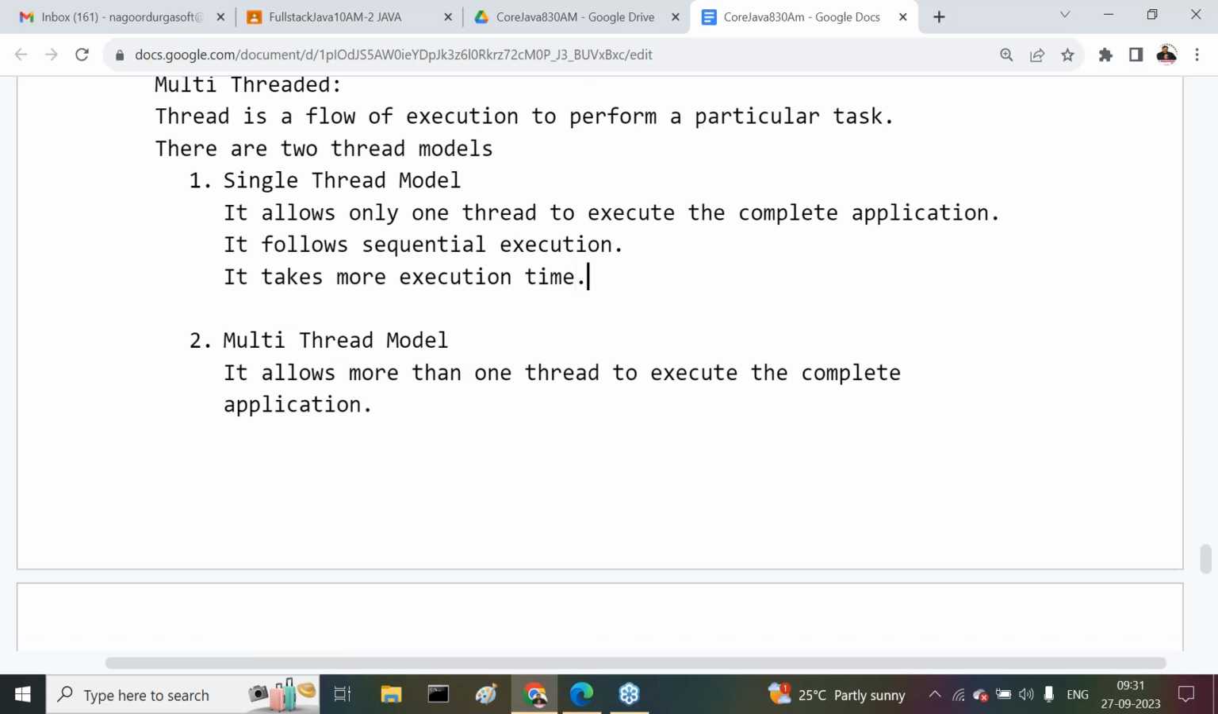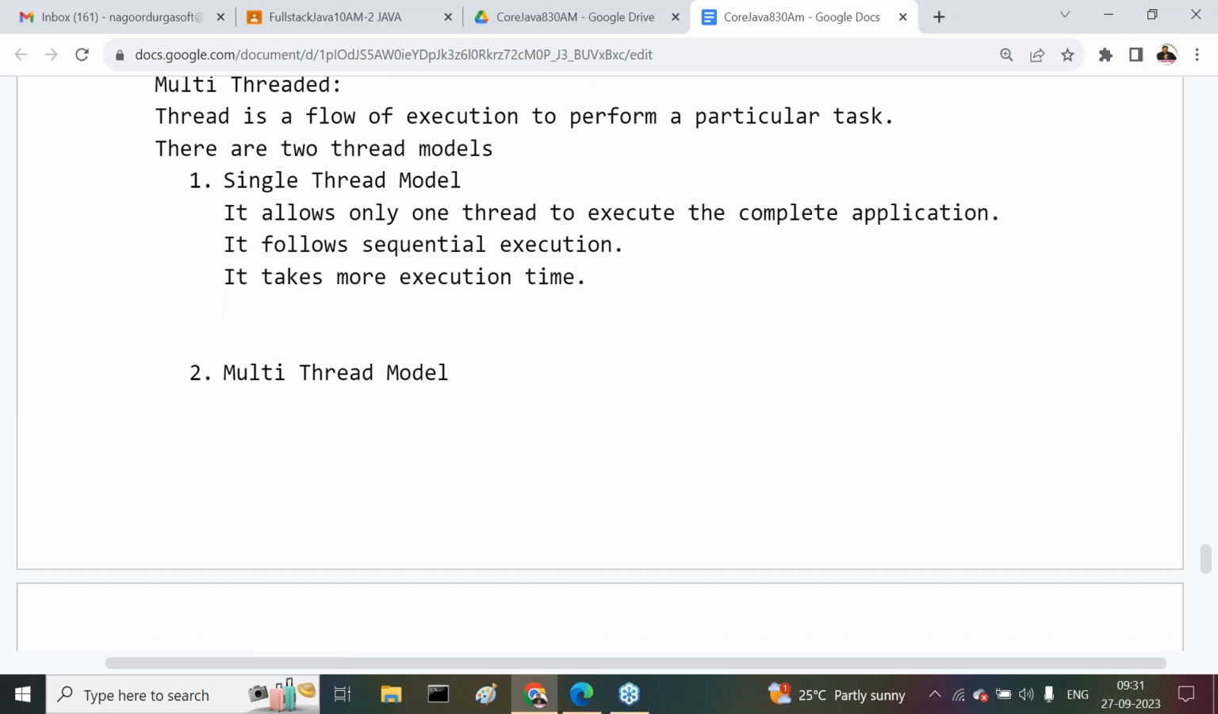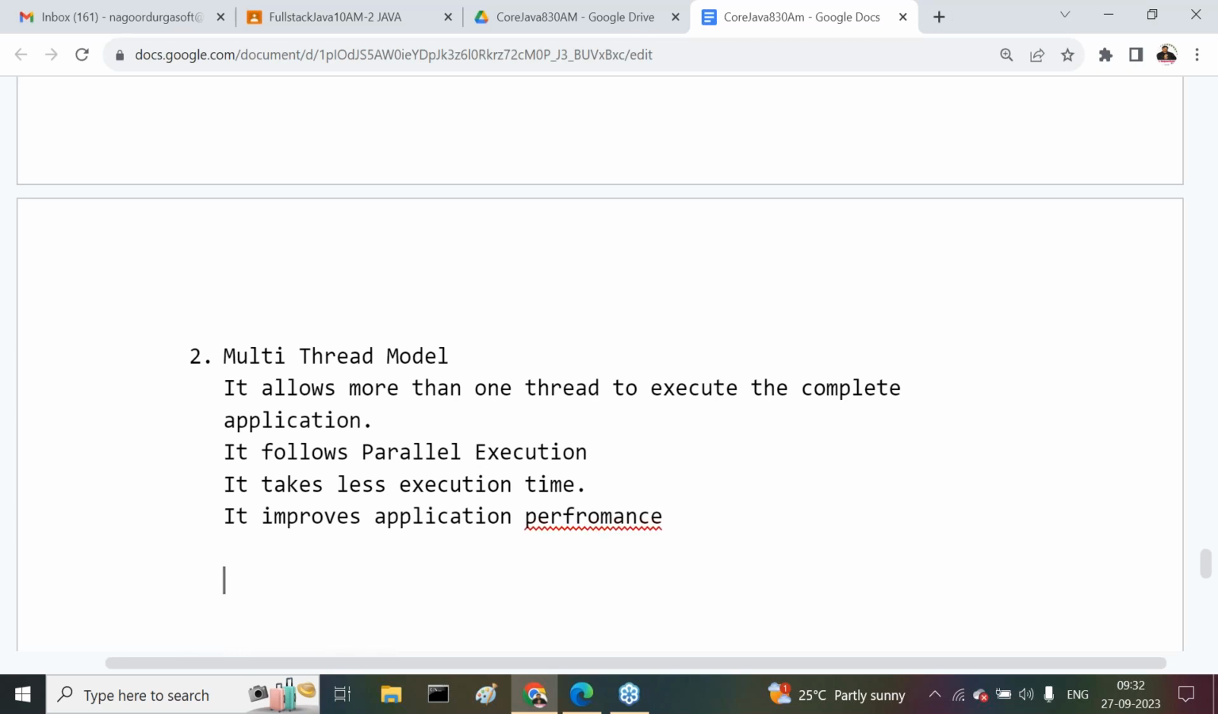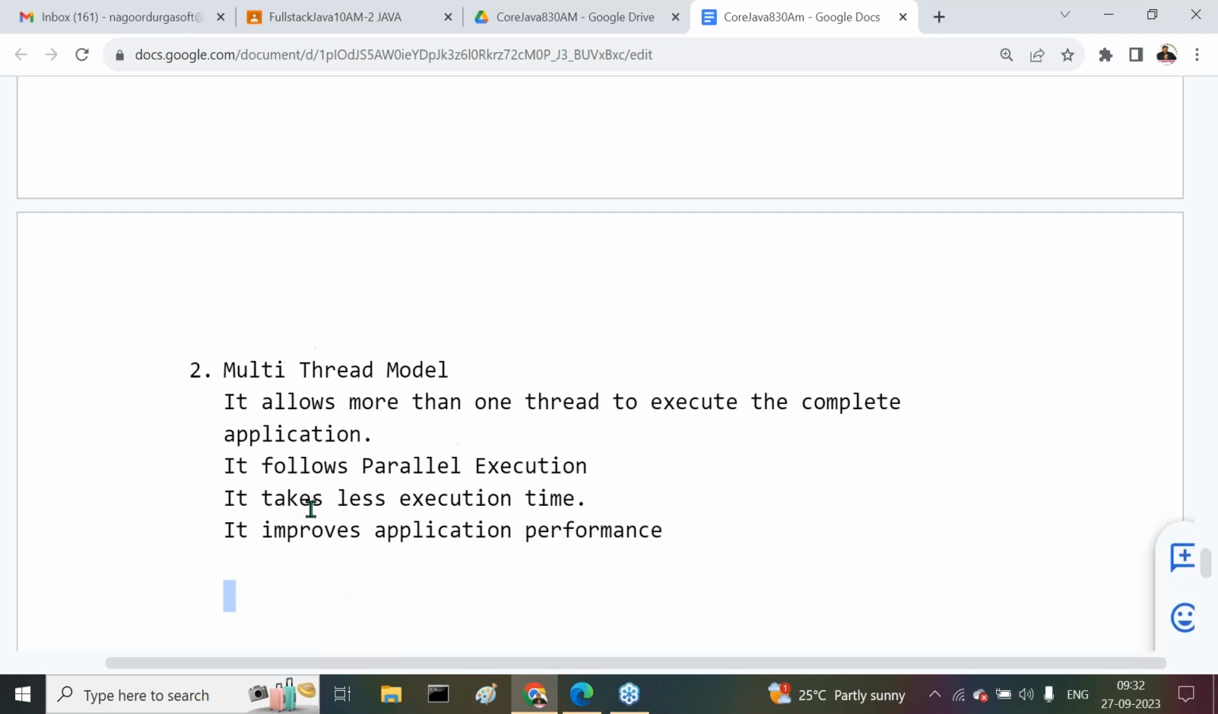In the case of the single thread model, when it takes more execution time, what is the status of the performance? When it takes more execution time, it reduces application performance. But when it takes less execution time, it improves application performance. That's it. Understand my point clearly.